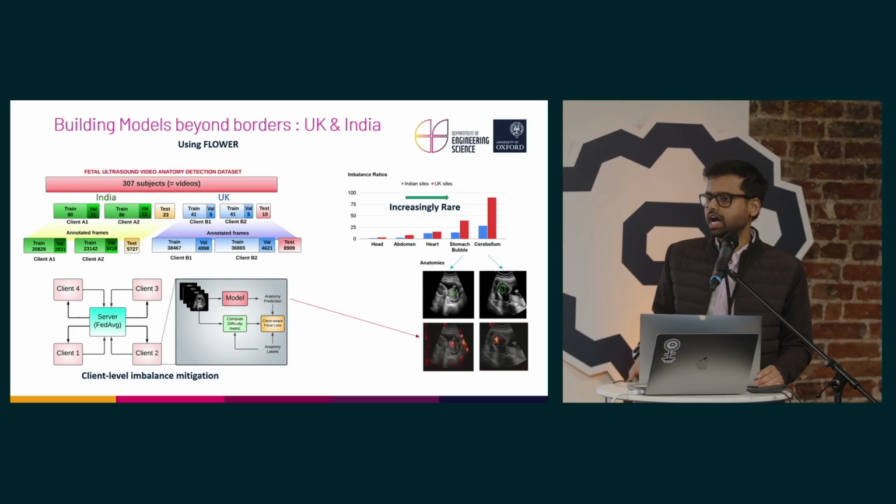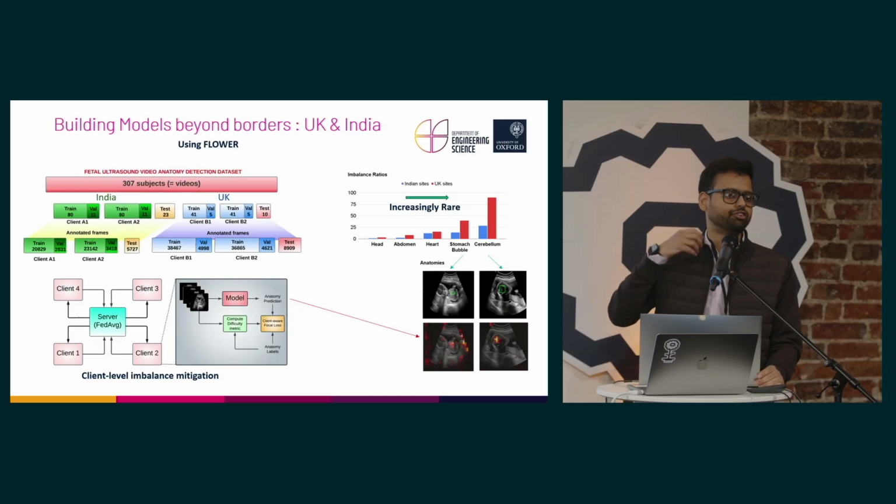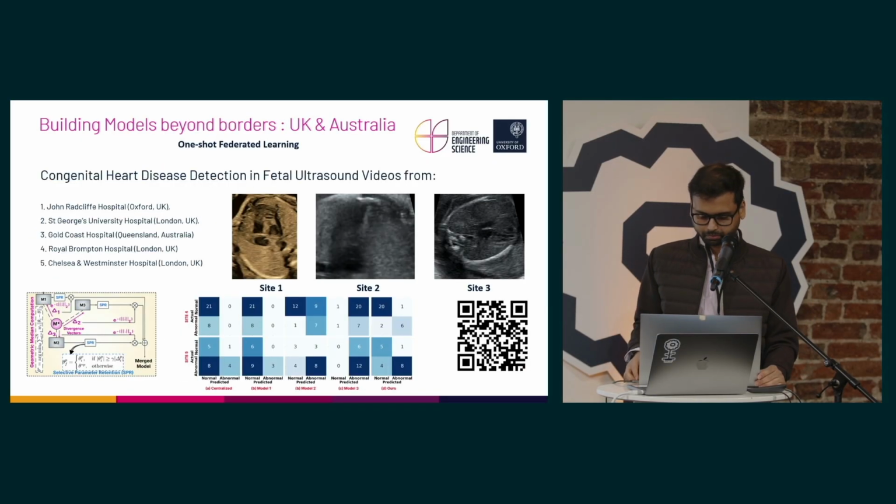So we propose a client-level class imbalance mitigation technique where we get the data distribution of a client and get the difficulty metric of a given client, based on which we guide a focal loss function that deals with the class imbalance. And as you can see, it can locate the anatomies quite well.